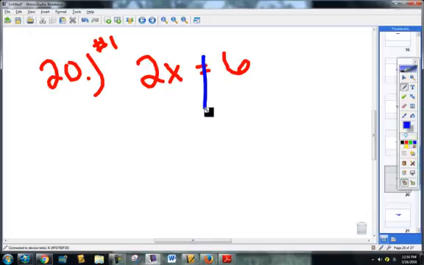So we ask ourselves what is happening to the variable. Well, we're going to undo that. So now we're going to divide by 2. And that's how we learn that X is going to equal 3. Am I done? No. No.